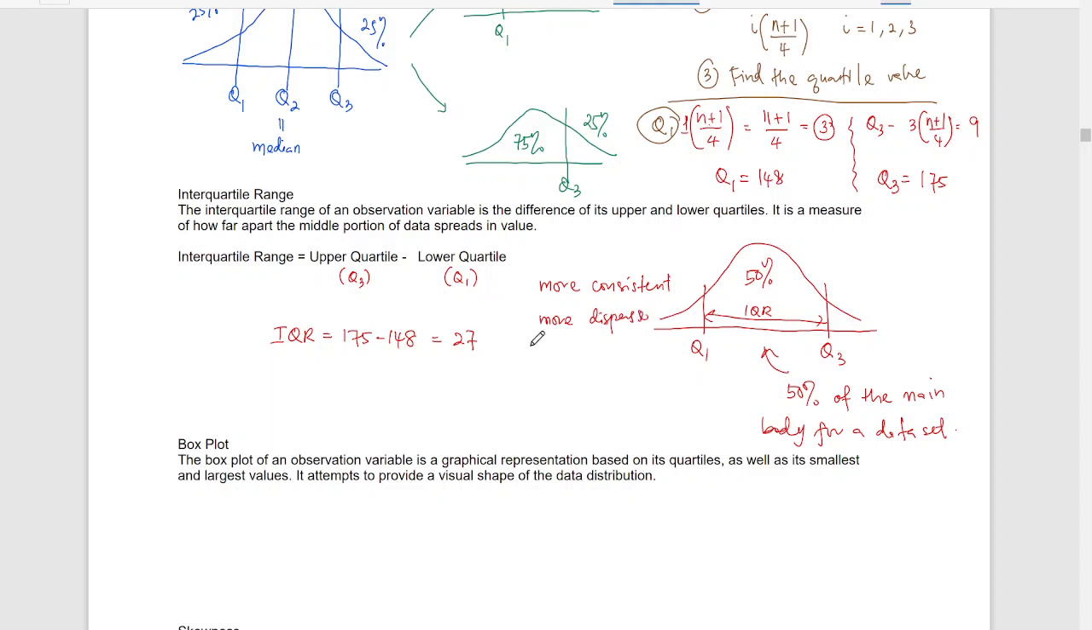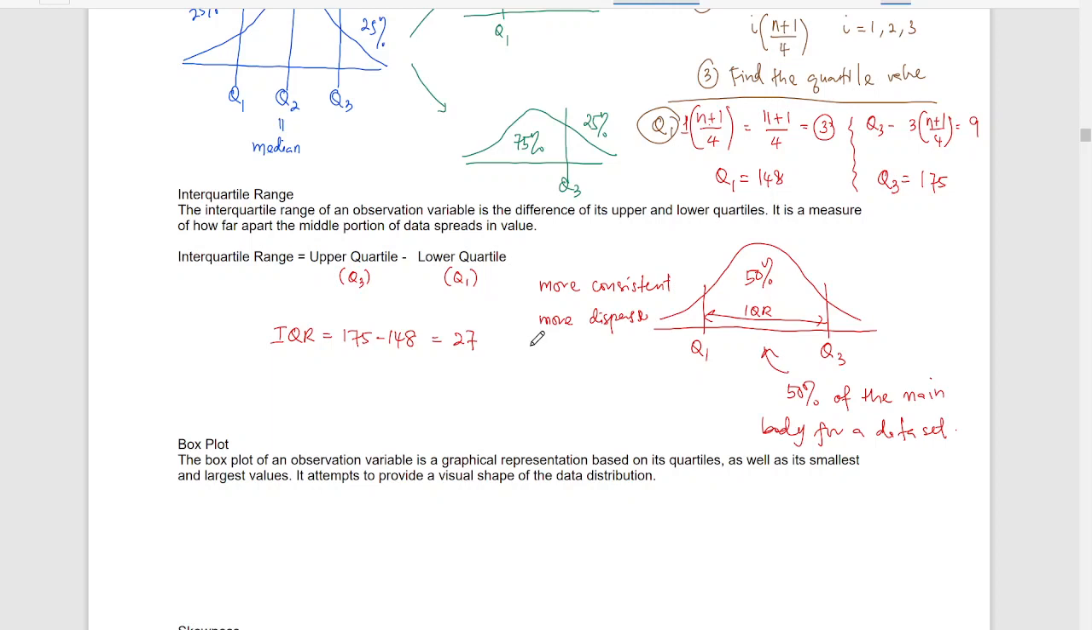Okay, so is it more consistent or more dispersed? You can use the interquartile range to compare between groups. How to compare? Look at the values with the lowest IQR if you want the data to be consistent. Which means that a data set with a lower IQR is more consistent than a data set with a high IQR.